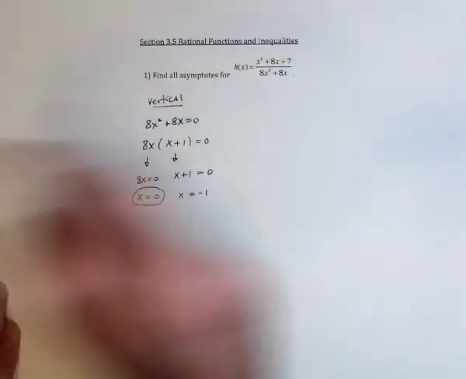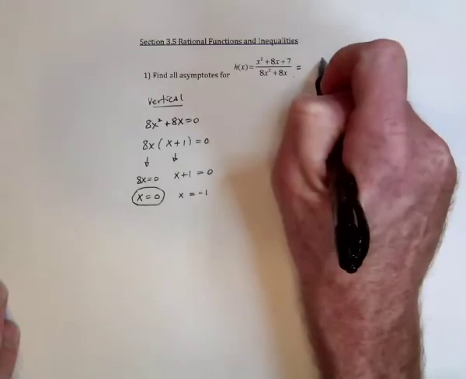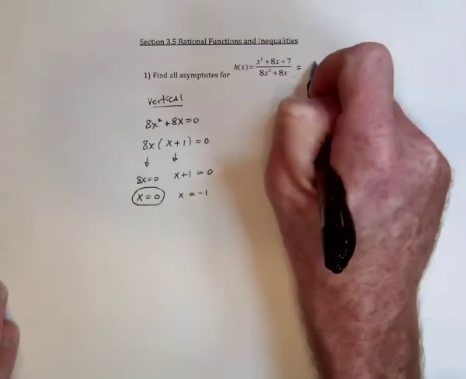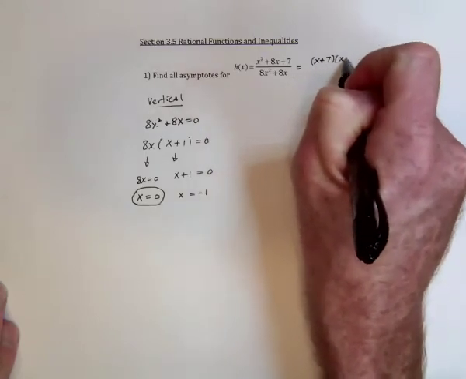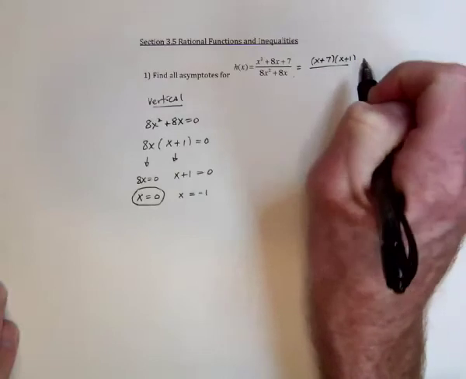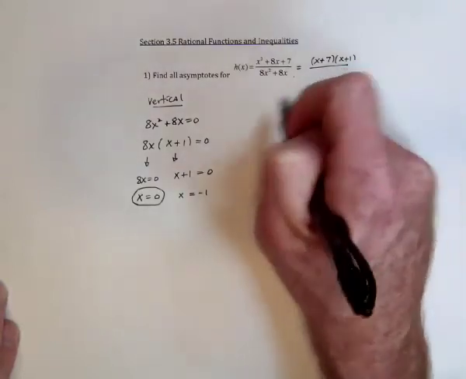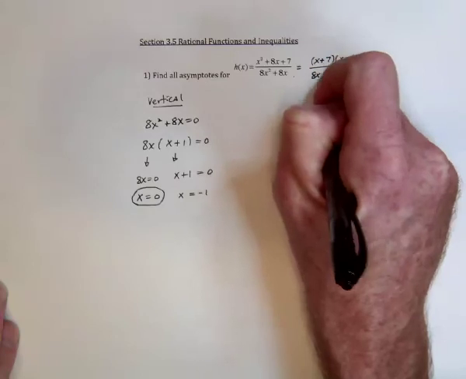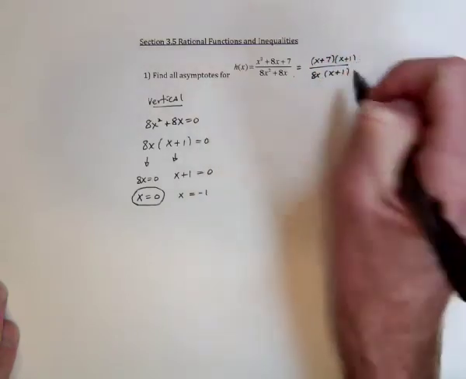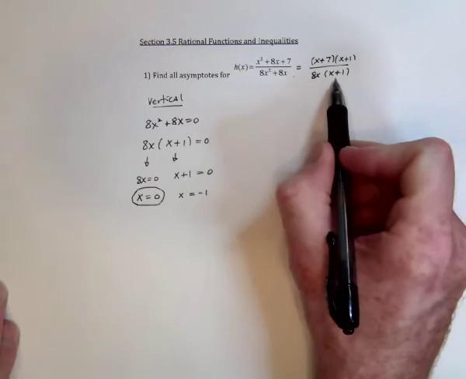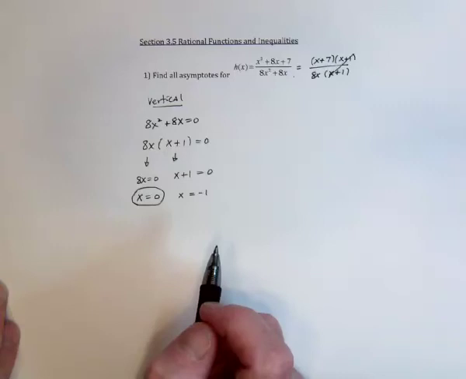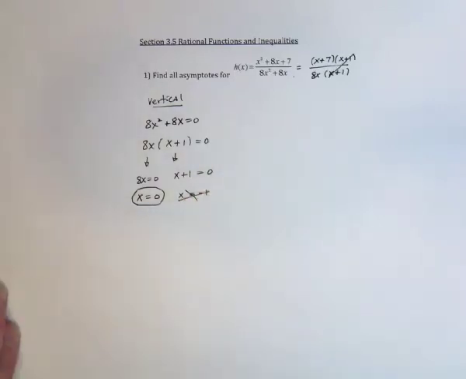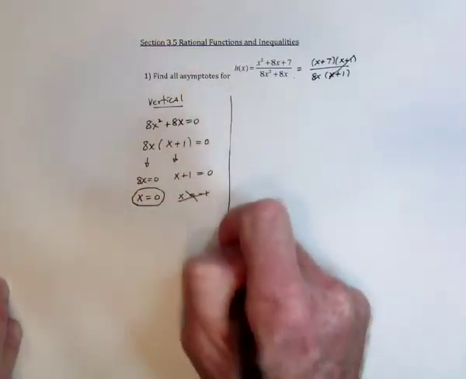So that means if we go back to the original problem, it can be factored, and let's see, the top can be factored as x plus 7 and x plus 1. The denominator, as I did over here, can be factored as 8x times x plus 1. So while the function is undefined at negative 1, we can actually remove that asymptote, and only x equals 0 is a vertical asymptote. So it's always good to check your work.